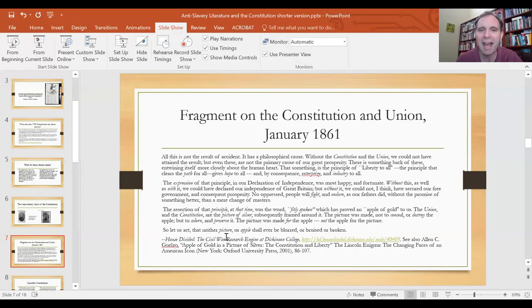There is something back of these entwining itself more closely about the human heart. That something is the principle of liberty to all, the principle that clears the path for all, gives hope to all, and by consequence, enterprise and industry to all. The expression of that principle in our Declaration of Independence was most happy and fortunate."